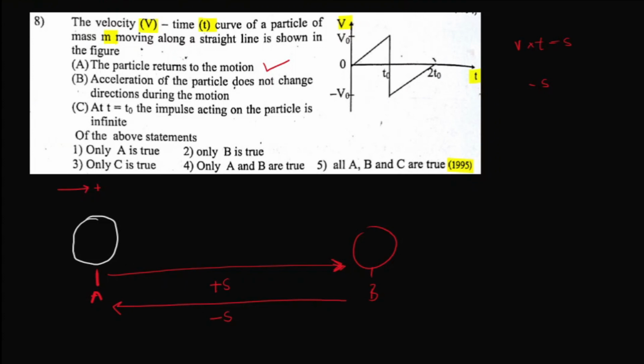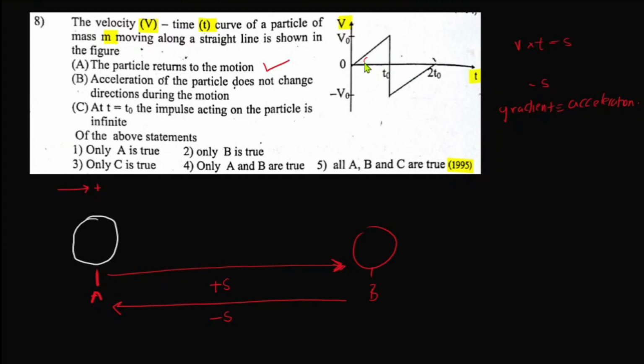They're saying the acceleration of the particle does not change directions during the motion. We will check. In a VT graph, what is given by the gradient? The gradient gives us the acceleration of the particle.